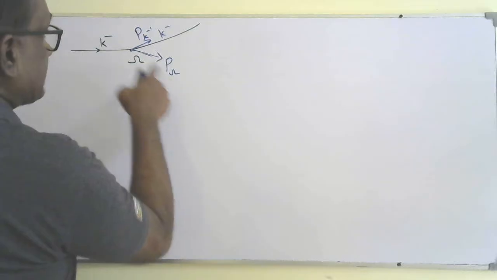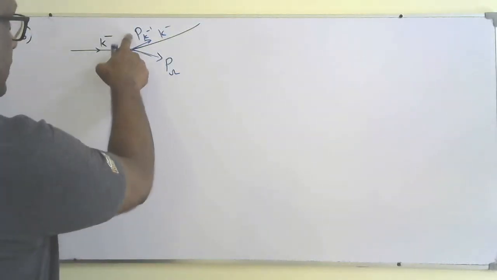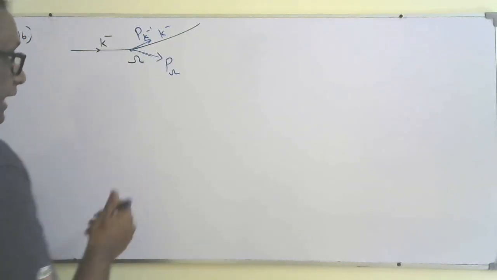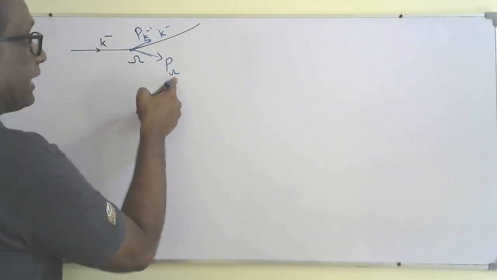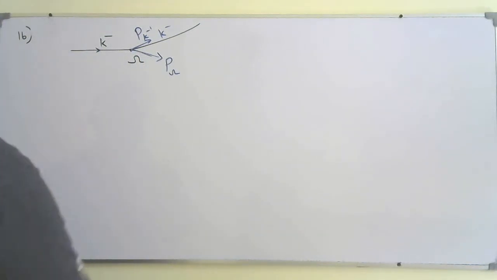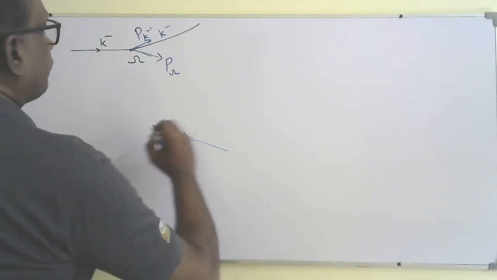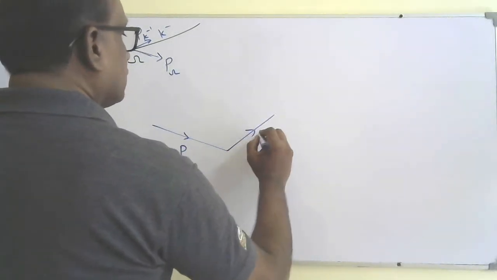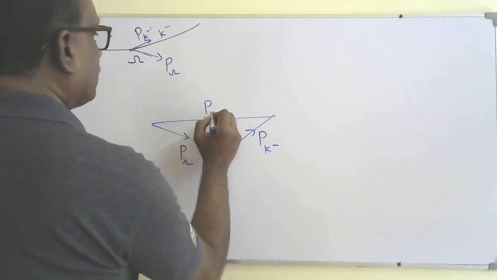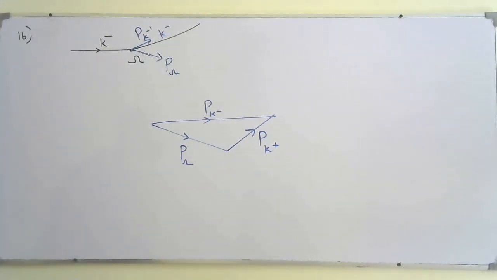Because total momentum is conserved, the resultant of these two momenta must be equal to the momentum of K minus. So if I draw a momentum vector diagram for the momentum of omega and the momentum of K plus, the resultant or the total momentum must be equal to the momentum of K minus, the initial momentum. So in this way, total momentum is conserved.